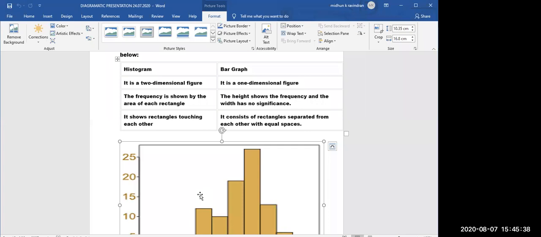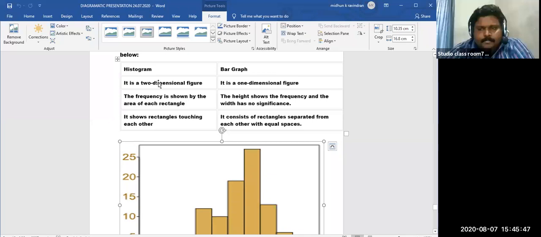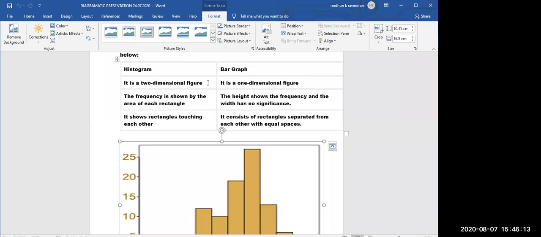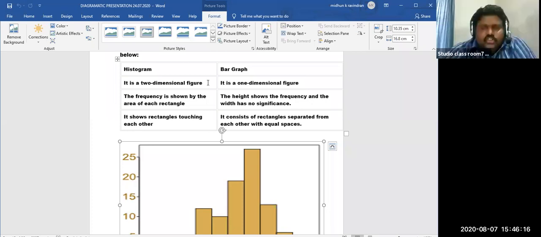So this is the difference between a histogram and a bar graph. First of all, a histogram is a two-dimensional figure. Both the height and width of the bar matter. A bar graph is one-dimensional; only the height matters. In a histogram, the frequency is shown by the area of each rectangle. In a bar graph, the height shows the frequency and the width has no significance. Only the height matters.